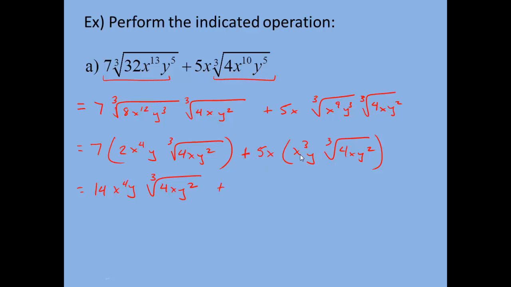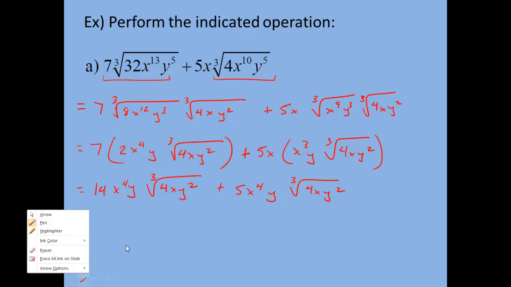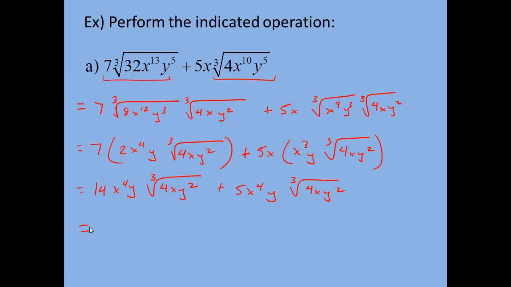Plus here I got 5x times x cubed y. X times x is x to the 4th. So this will be 5x to the 4th y cubed root of 4xy squared. And now these are like cubes. They have the same inside, the same radicand, and the same root. So this is equal to, adding the coefficients, 14 plus 5 gives us 19x to the 4 times y, and then the cubed root of 4xy squared just stays the same.